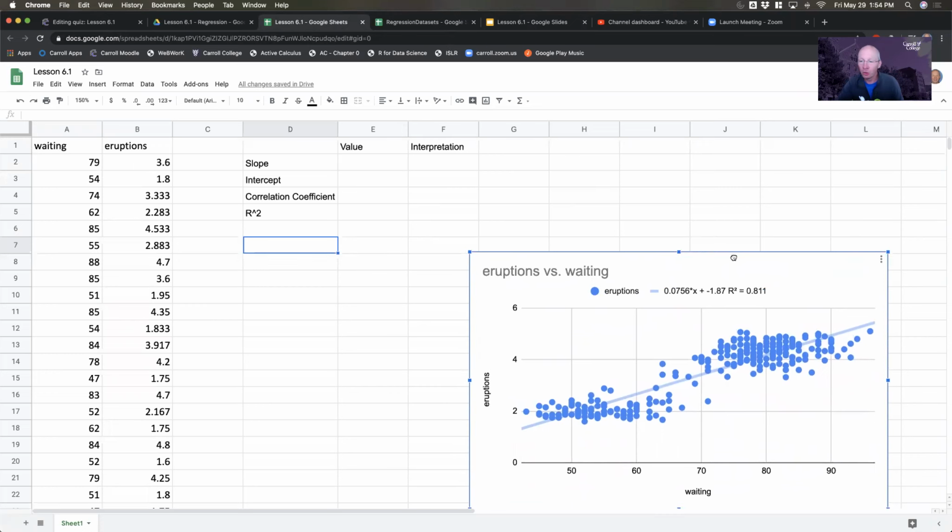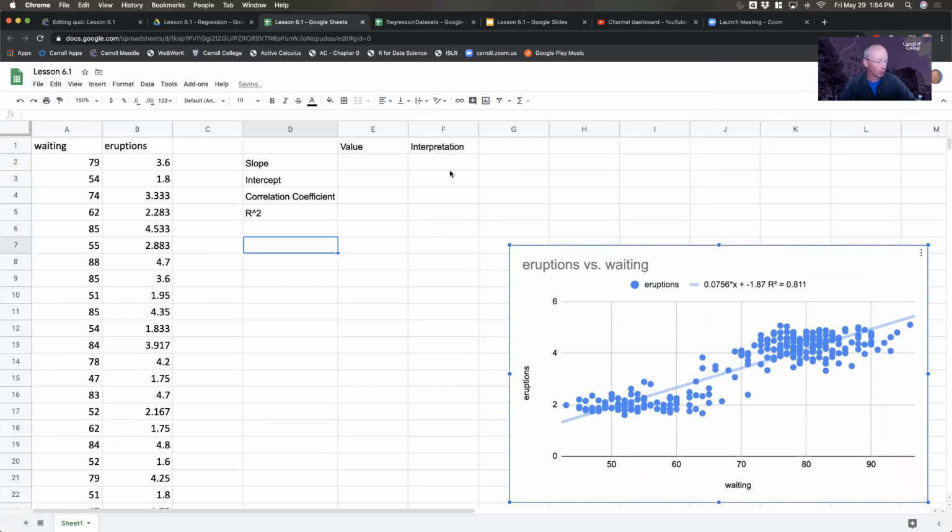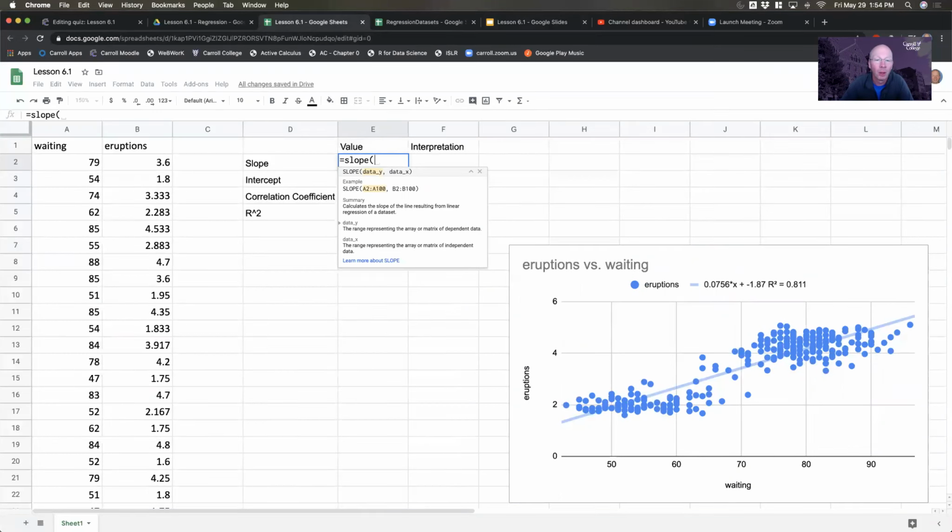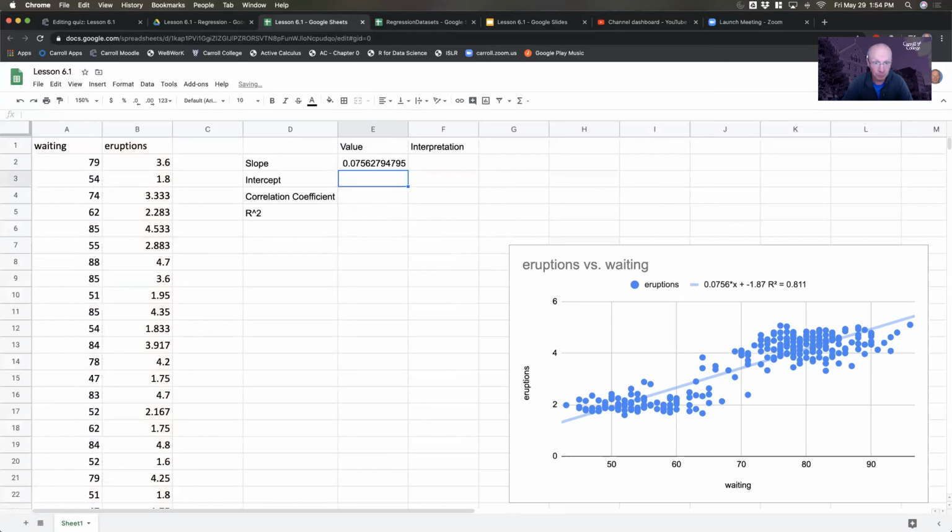So I'm here in the Google Sheet that has all of this same information, but let's actually go get some of these values. Now, of course, spreadsheet software will do this for you. I've already got this preset up, but for my slope, I can do equals SLOPE of, and it just tells me data y comma data x. Well, my data y is in column B, so I'm just going to tell it to look at all of column B. My data x is in column A, so I'm going to tell it to look at all of those. And I got my slope.